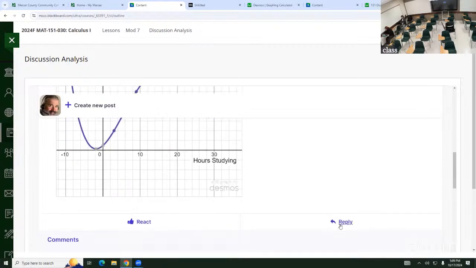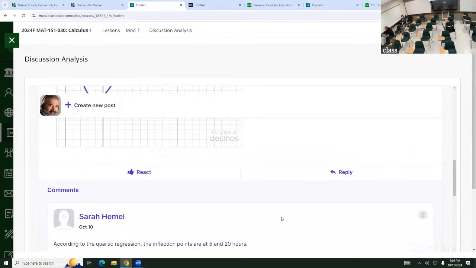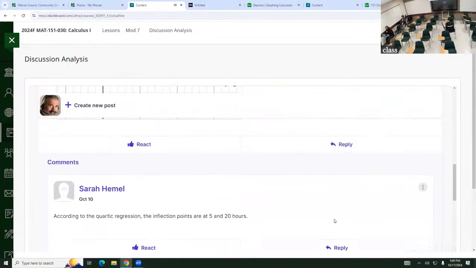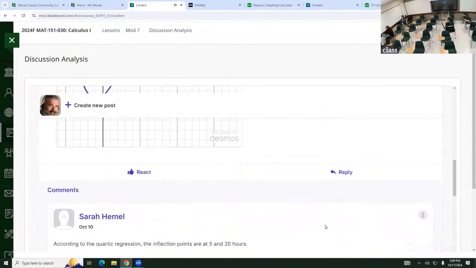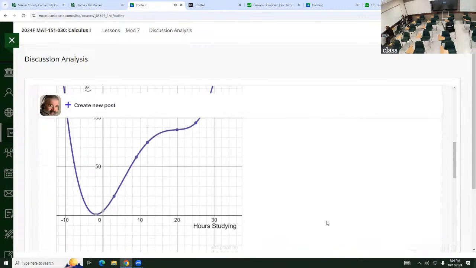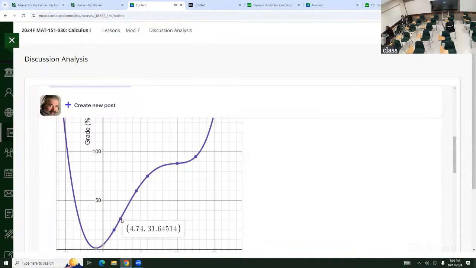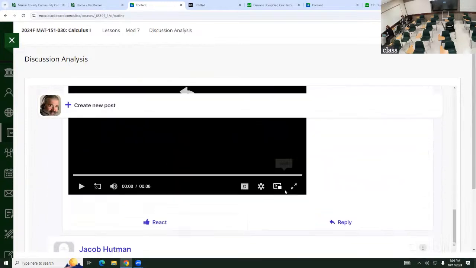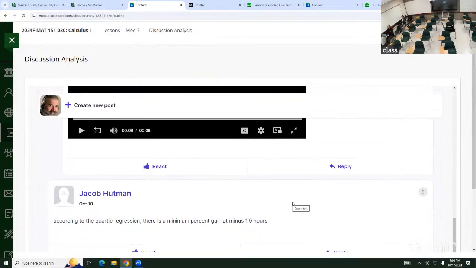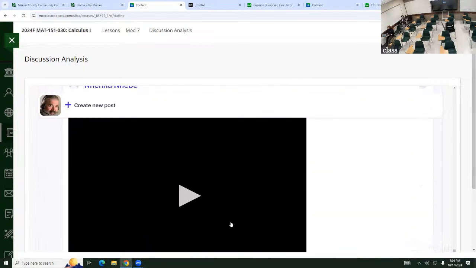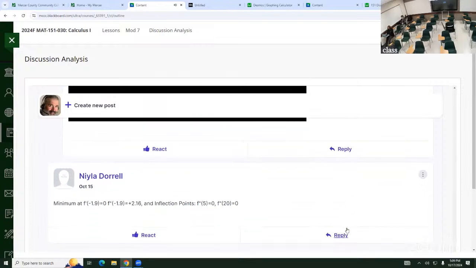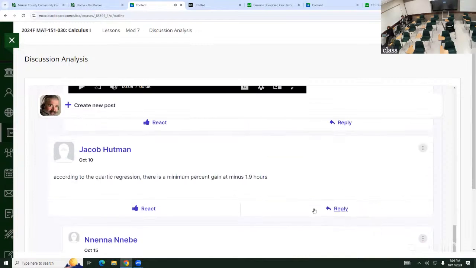Preview looks good. Anyway, so Sarah says, actually, Dana's gonna say what Sarah says. According to the quarter compression, inflection points are at 5 and 20 hours. 5 and 20. That looks good. Thank you, Dana. And Jake says, according to the quarter progression, there is a minimum percent gain at minus 1.9 hours.